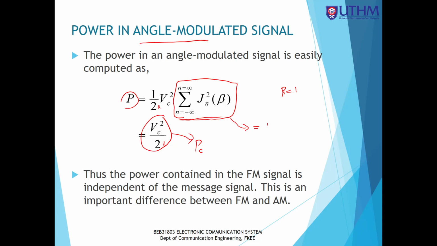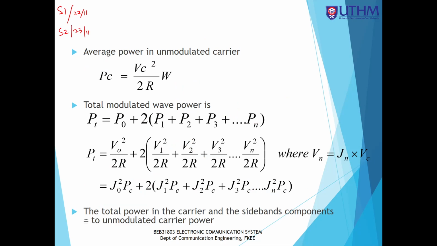We are going to see this later in the example. Remember about the carrier power: carrier power is equal to Vc square over 2R. And remember, when we want to calculate the total power, we are actually adding the power of all components.